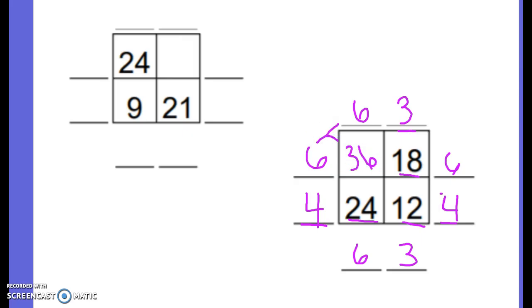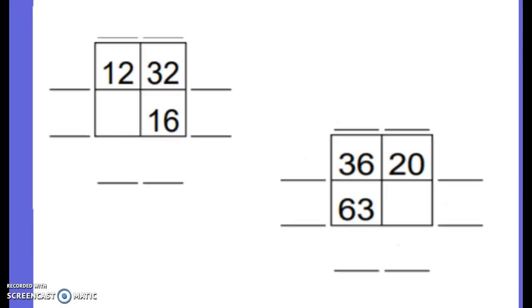I get the exact same answer inside the box as I did last time, but I used different numbers on the outside, which is pretty cool. So you can do that sometimes. We're going to go on to some other ones.